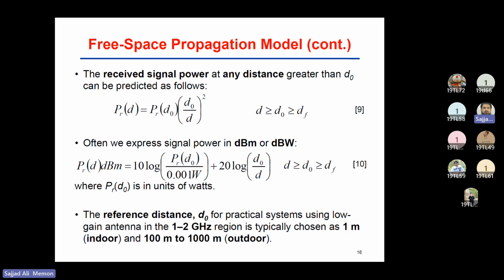The reference distance d naught for practical systems using low gain antennas in the 1 to 2 GHz region is typically chosen as 1 meter indoors and 100 meters to 1000 meters outdoors. So we use this d naught to calculate the received power at a distance d, and these are the typical values. So d naught can be equal to 1 meter indoors and 100 meters to 1000 meters outdoors if the frequency ranges from 1 to 2 GHz.